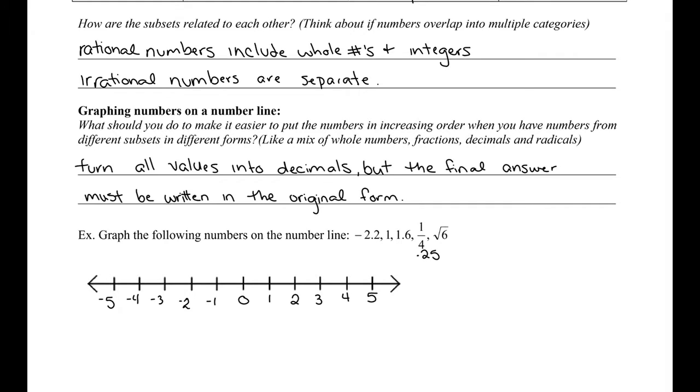Something like the square root of 6, we will use our calculators for. If you plug it into your calculator, you will get a value of 2.45. So then, now that I have all 5 terms in decimal form, it is easier for me to place them on the number line.